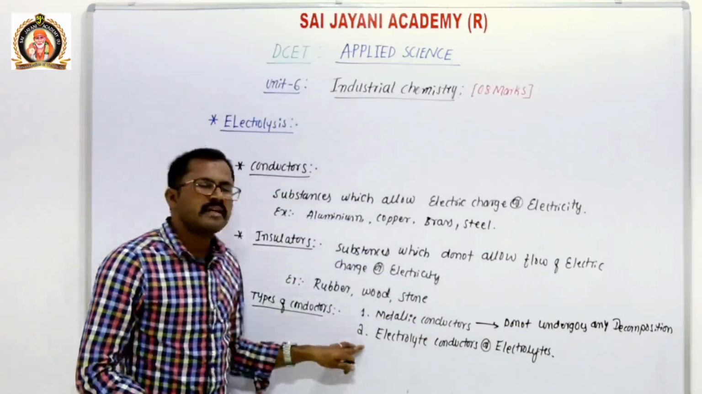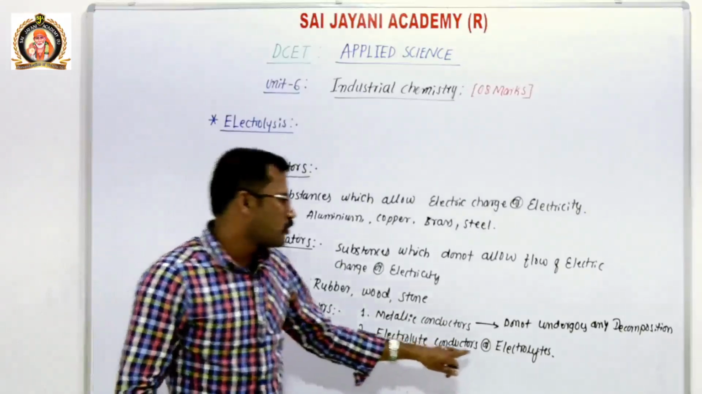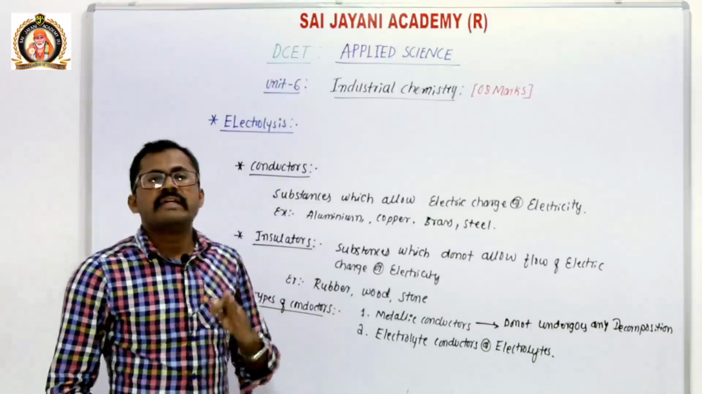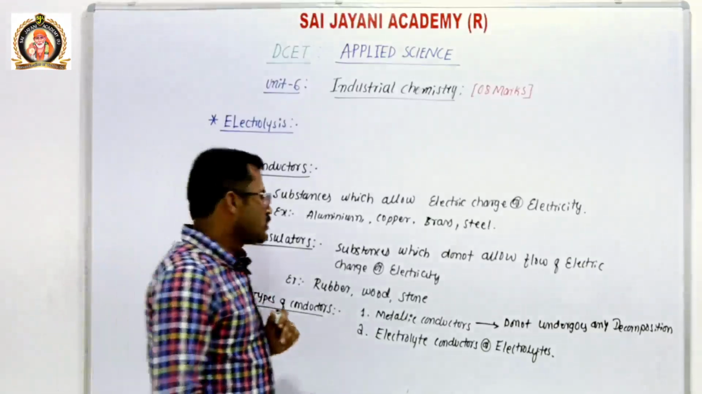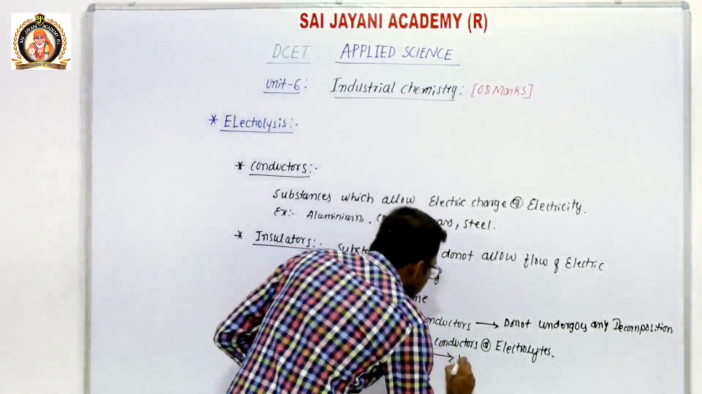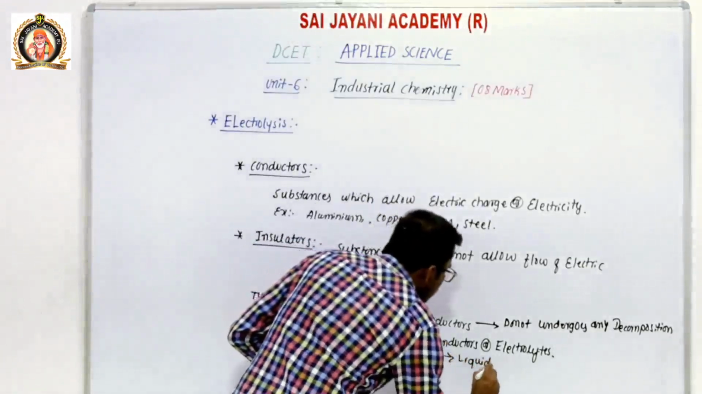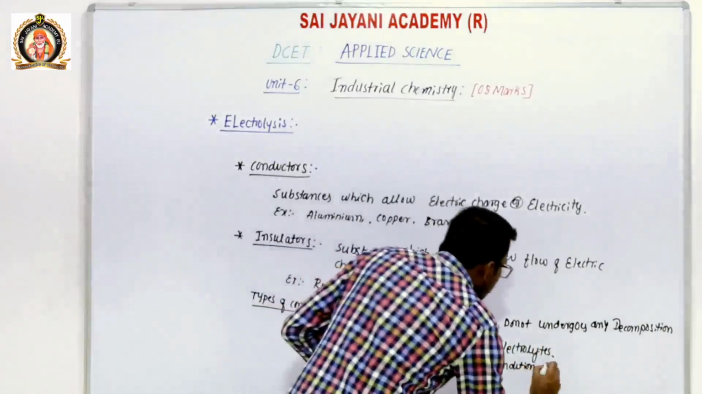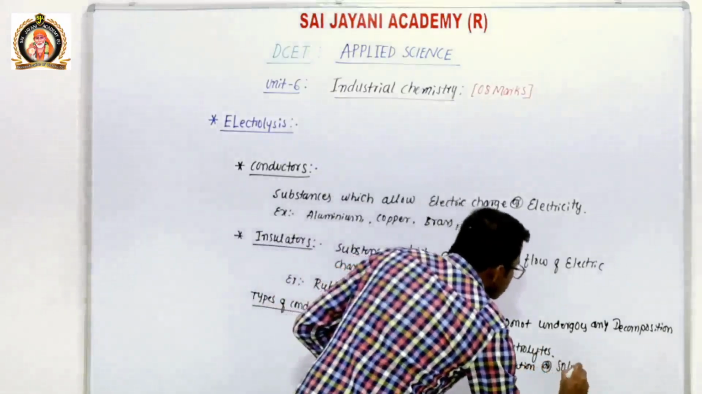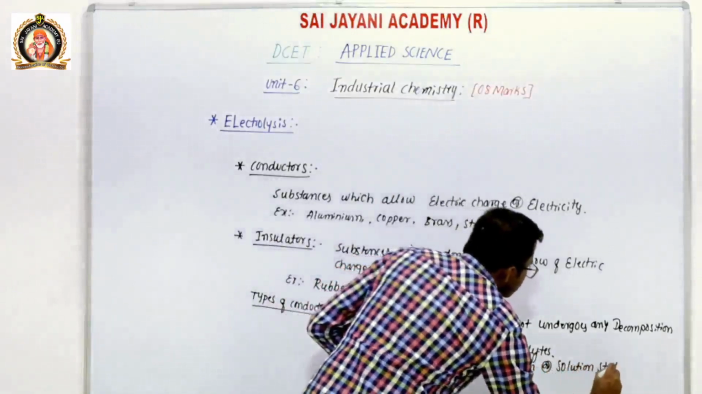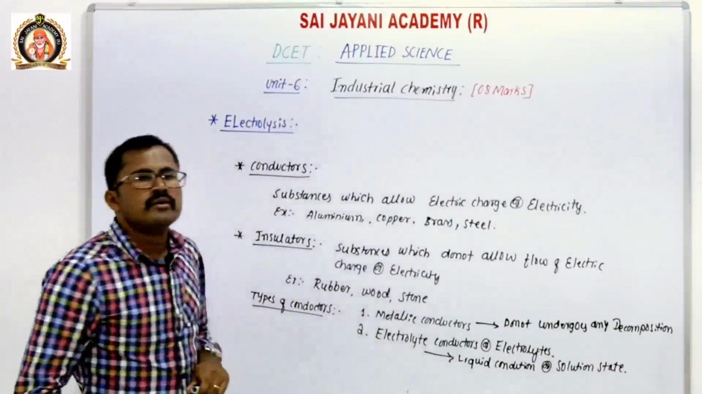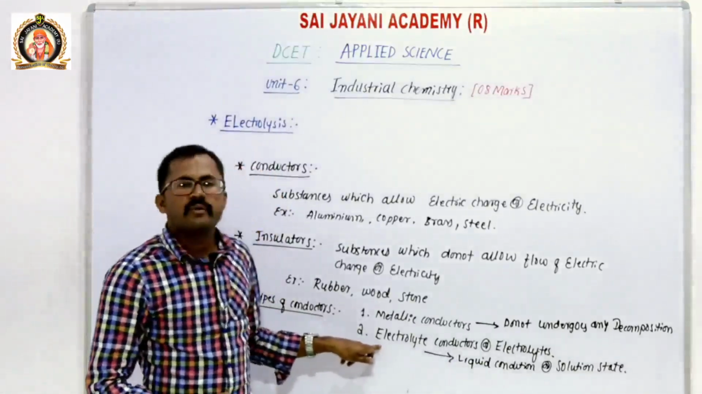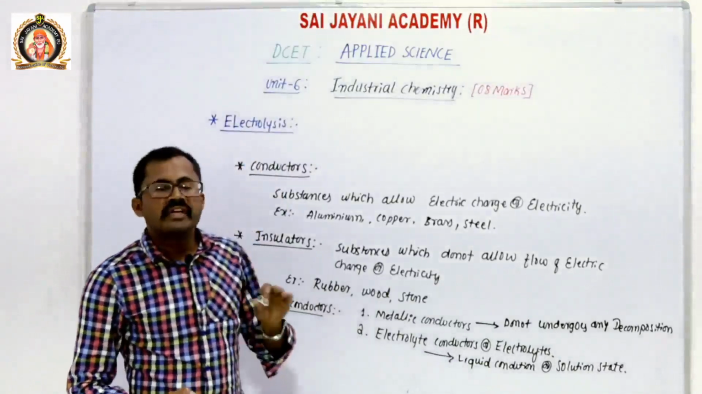Next, what about electrolyte conductors or electrolytes? These are the conductors which allow flow of electric charge in liquid condition or in solution state. They are conductors, but they are in liquid state, and they undergo decomposition.